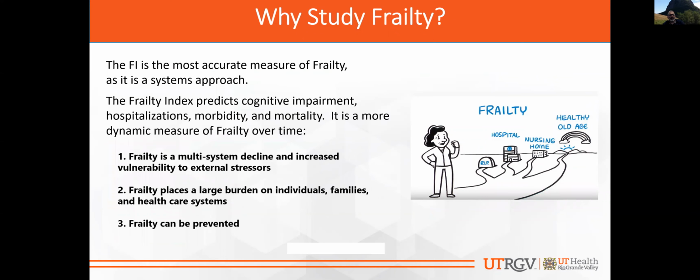So why study frailty? The Frailty Index is the most accurate measure of frailty, as it is a systems approach. The Frailty Index predicts cognitive impairment, hospitalizations, morbidity, and mortality. It is a more dynamic measure of frailty over time. Frailty is a multi-system decline and increased vulnerability to external stressors. Frailty places a large burden on individuals, families, and healthcare systems, and frailty can be prevented.